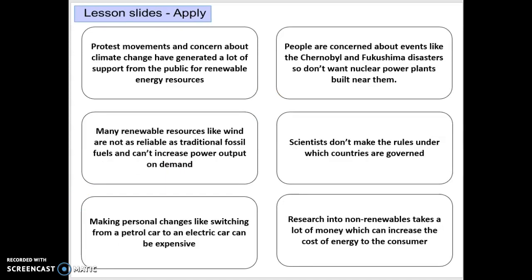Here's the second one. Okay, so this is protest movements and concern about climate change have generated a lot of support from the public for renewable energy resources. And do you remember we briefly looked at a picture of Greta Thunberg on one of the earlier lessons and said that she was responsible for getting a lot of people to start thinking about things that maybe they hadn't done in the past. So what are those four words? Political, ethical, social, or economic could be applied to that slide, for example, to that bit. So you're either going to have to copy these down, or if it's already been printed out for you, you can just work straight on it. Okay, so it's going to be a few minutes for you to work on that, and then I'll put the answers up for you.